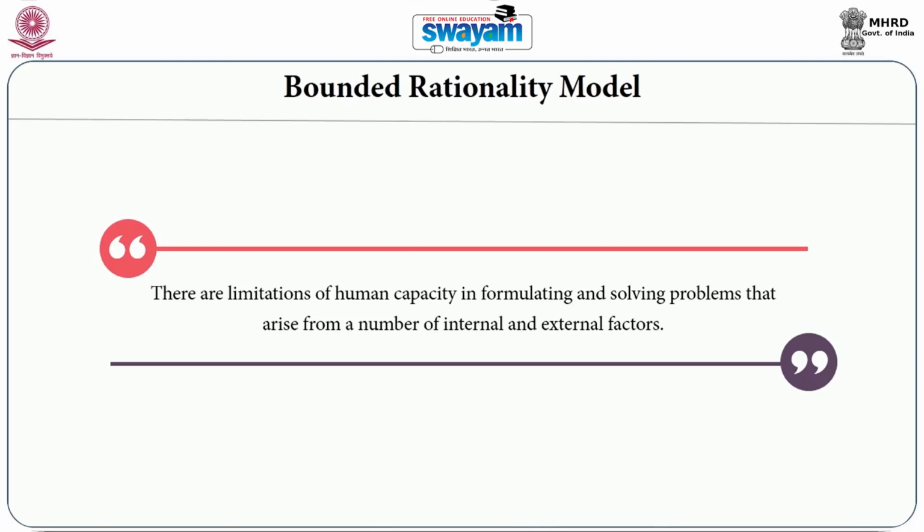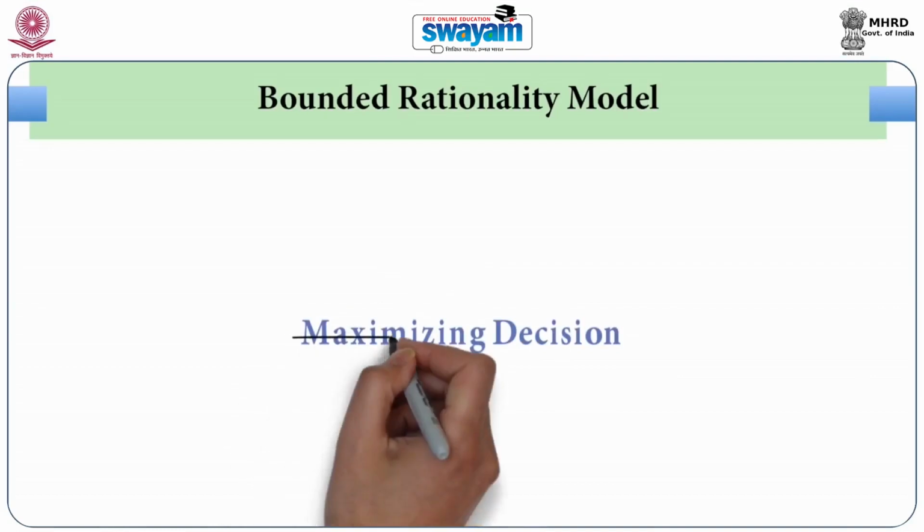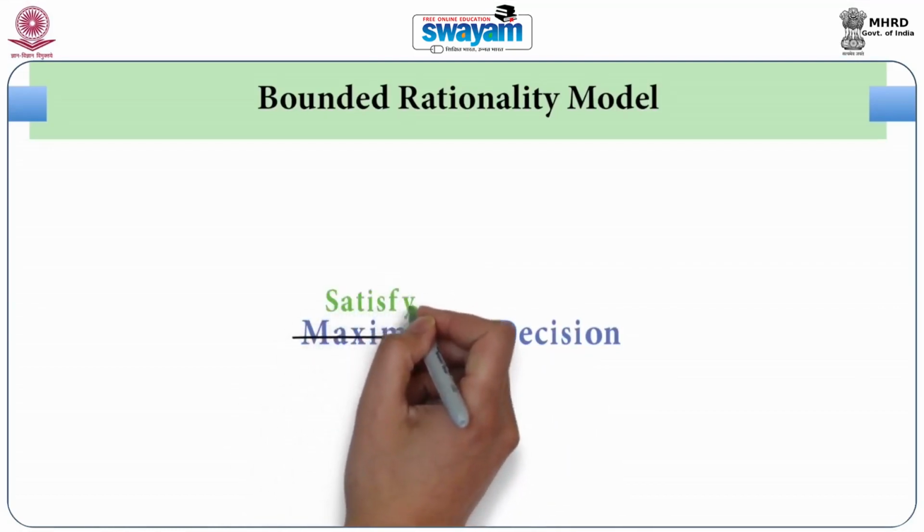Hence, one best solution or complete rational choice of decision can never be achieved. So, the administration makes a satisficing decision instead of a maximizing decision. Simon presented his model through 6 types of rationality. A student of public administration must necessarily know what these 6 types are.